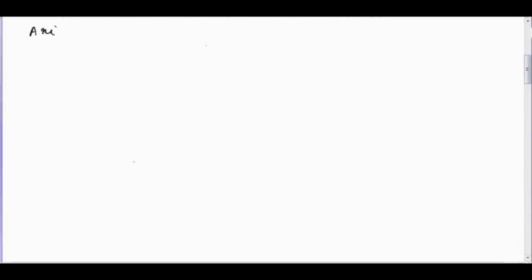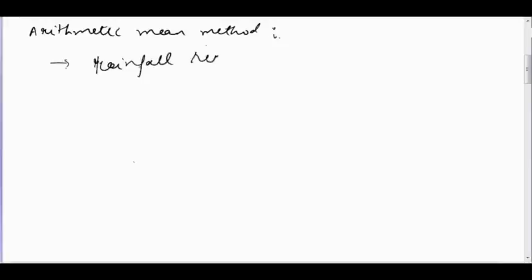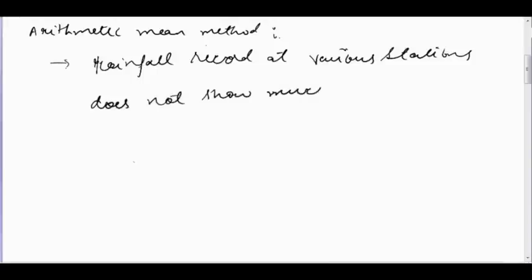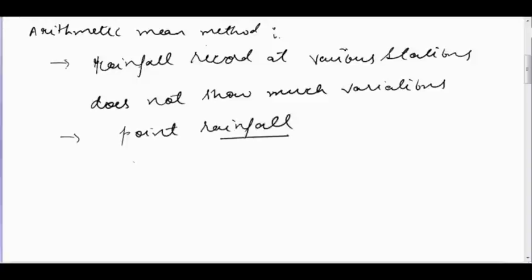So, arithmetic mean method. This method is generally used where rainfall recorded at various stations does not show much variations. When it is not showing much variations, the point rainfall recorded at the particular rain gauge can be taken as the average rainfall over the entire catchment area.